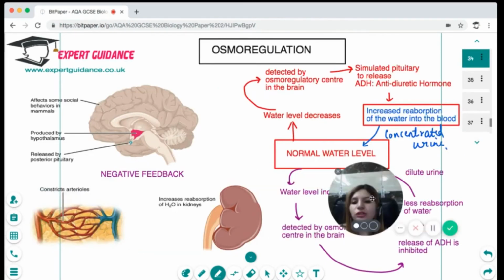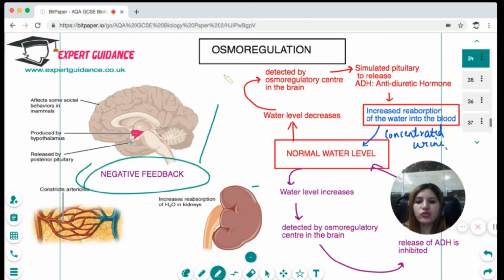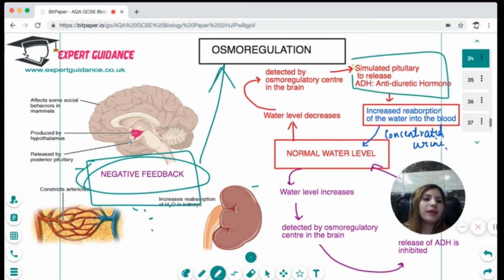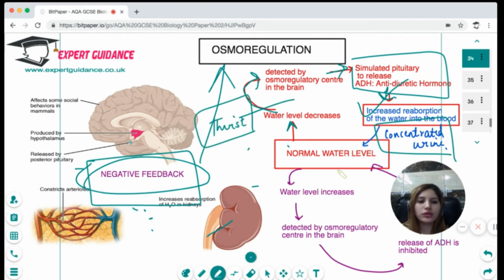Now let us see how the body regulates the water level. The regulation of water level is known as osmoregulation, and it is also a negative feedback. It involves the release of a very important hormone called antidiuretic hormone by the pituitary. So when the water level decreases in the body, it is detected by the osmoregulatory centers in the brain, which direct the pituitary to release the antidiuretic hormone, which travels in the blood and enters the kidney tubules, and it increases the reabsorption of water into the blood by increasing the permeability of the kidney tubules. As a result, more concentrated urine is passed, and it also promotes thirst, so that you take in more water to restore the blood water level.